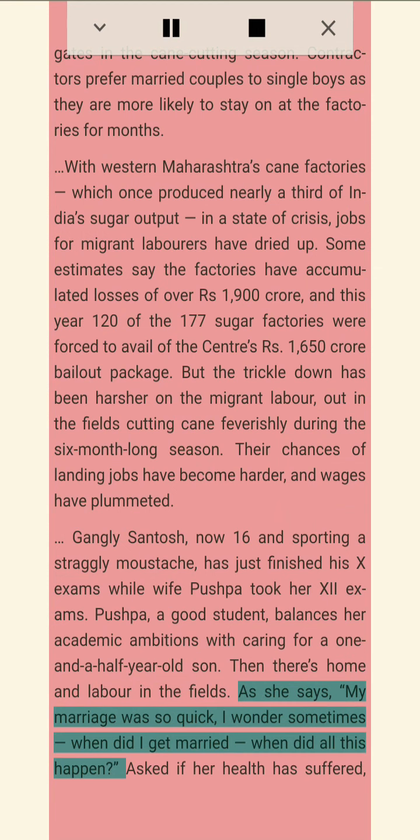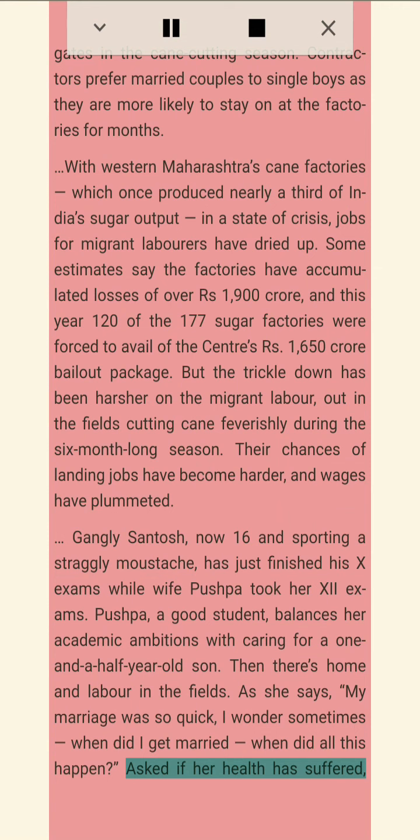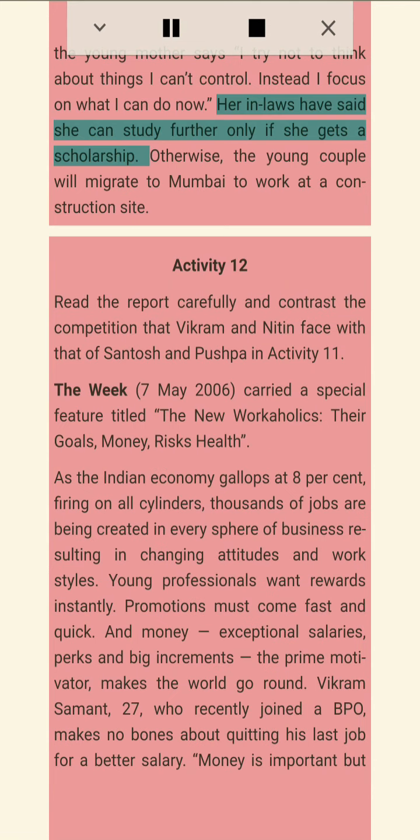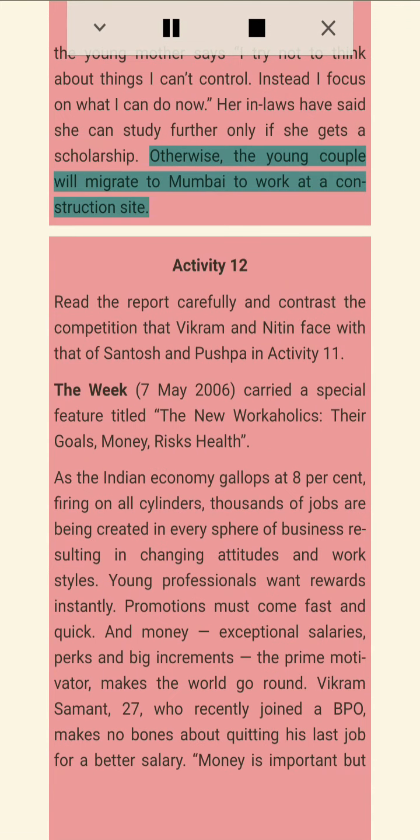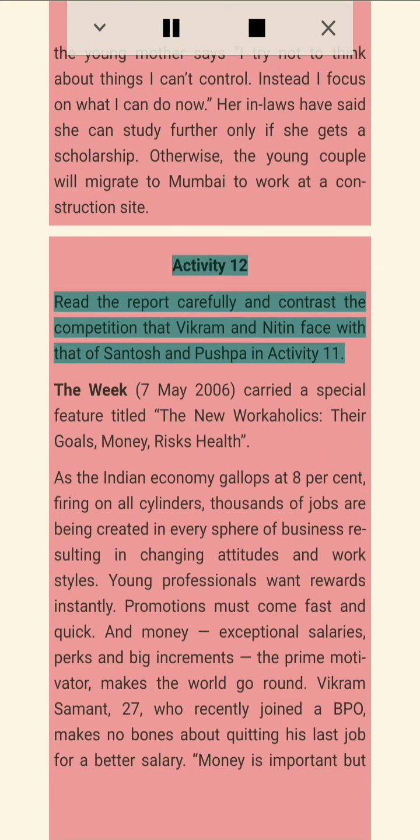As she says, "My marriage was so quick, I wonder sometimes, when did I get married, when did all this happen?" Asked if her health has suffered, the young mother says, "I try not to think about things I can't control. Instead I focus on what I can do now." Her in-laws have said she can study further only if she gets a scholarship. Otherwise, the young couple will migrate to Mumbai to work at a construction site.